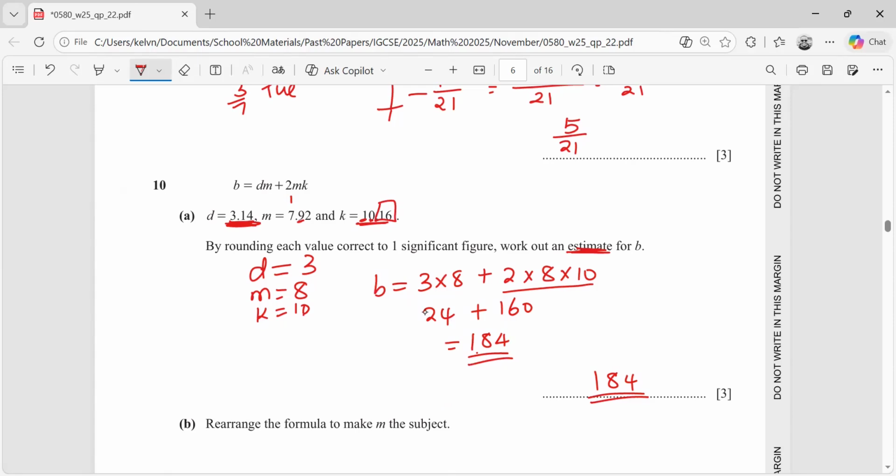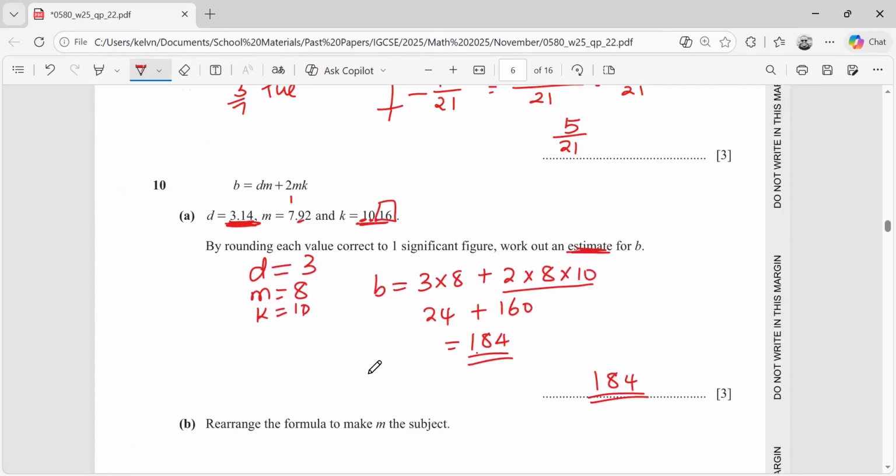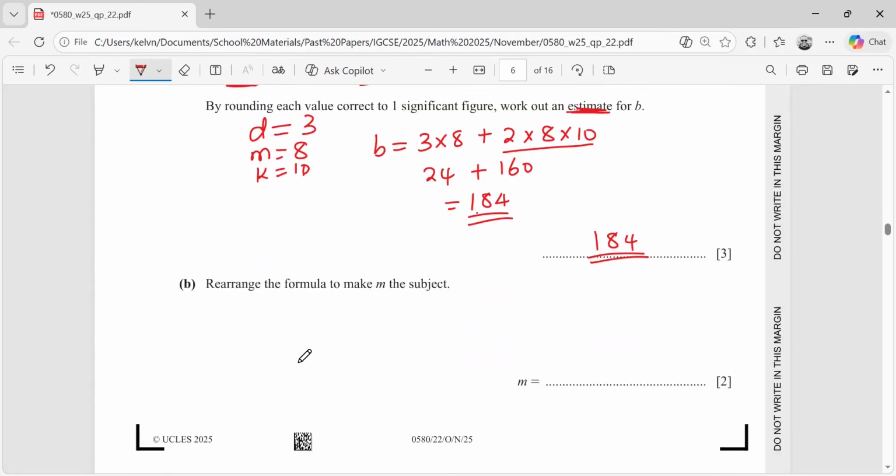Yes. So in case you are still struggling with this, it's a simple concept. Remember, significant figures are numbers determined by the place value. The number with the highest place value is usually the most significant. Okay, let's move on. Part B of number 10.